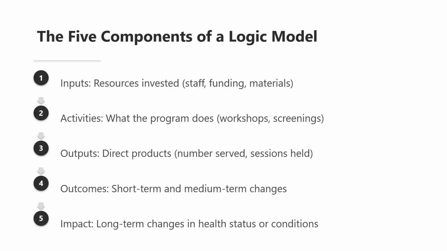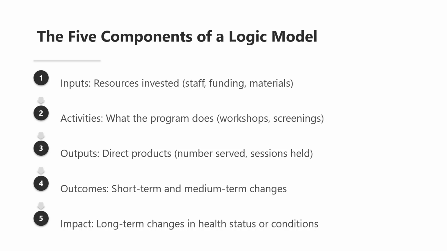The logic model has 5 core components arranged from left to right, and I want you to picture this as a flow. First are the inputs, which represent everything you invest in the program. This includes staff time, funding, materials, facilities, and partnerships. Without adequate inputs, the program simply cannot function. Second are the activities, which describe what the program actually does with those inputs. Activities might include conducting workshops, distributing educational materials, providing screenings, or facilitating support groups.